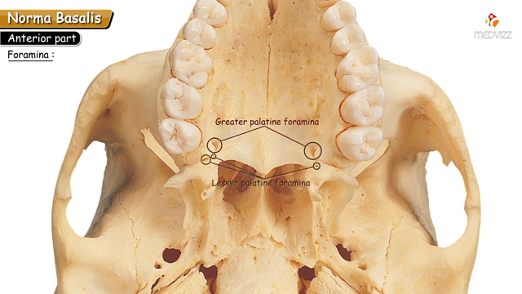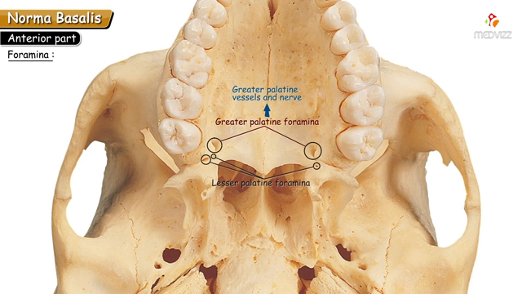These foramina are appreciated on the posterolateral aspect of hard palate. Greater palatine foramen, they are present on each side. They are a little prominent and a little larger than the lesser palatine. And greater palatine vessels and nerve pass through greater palatine foramen. And this foramen is present near palato-maxillary suture.